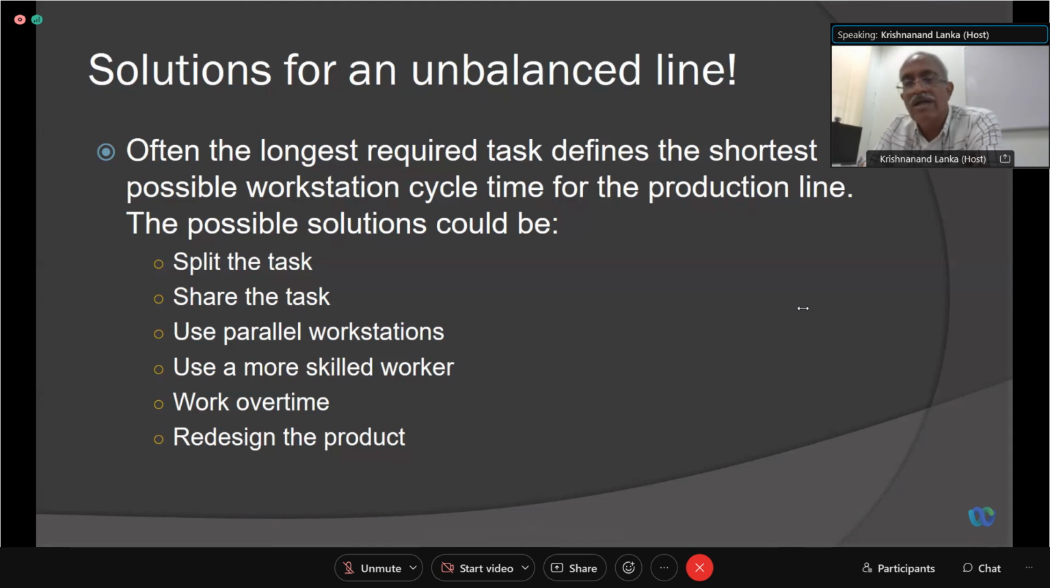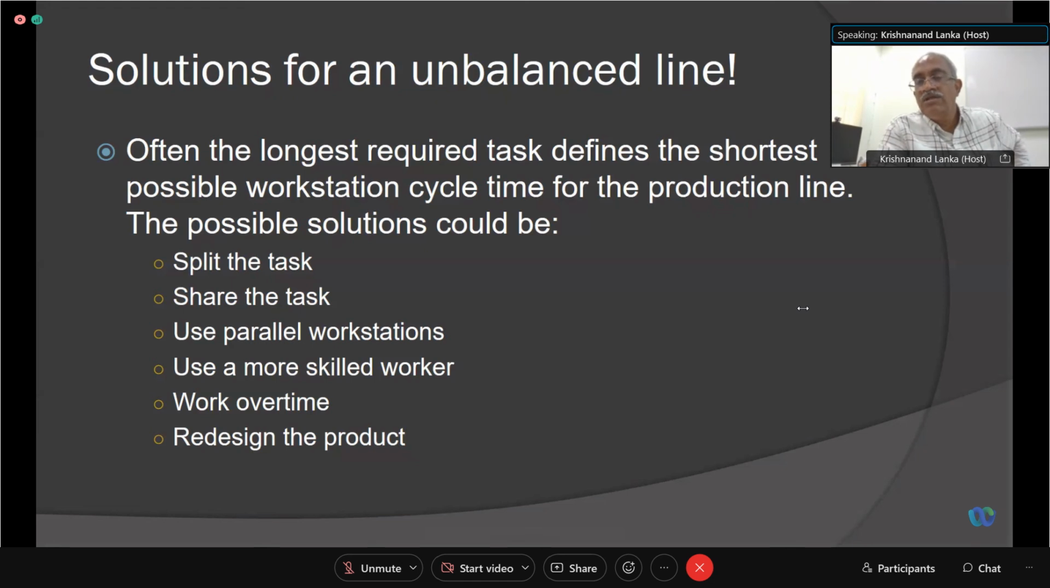Sharing the task means adding one more worker. Instead of only one worker for each workstation, you can put one more worker and share the task. Or sometimes you share the task with the worker before or after your workstation. That means you half complete it and transfer it to the other person, and he will take it on because he has some extra time to spare. Or use parallel workstations. Use a more skilled worker. Certain workers are more skilled; they can work faster.